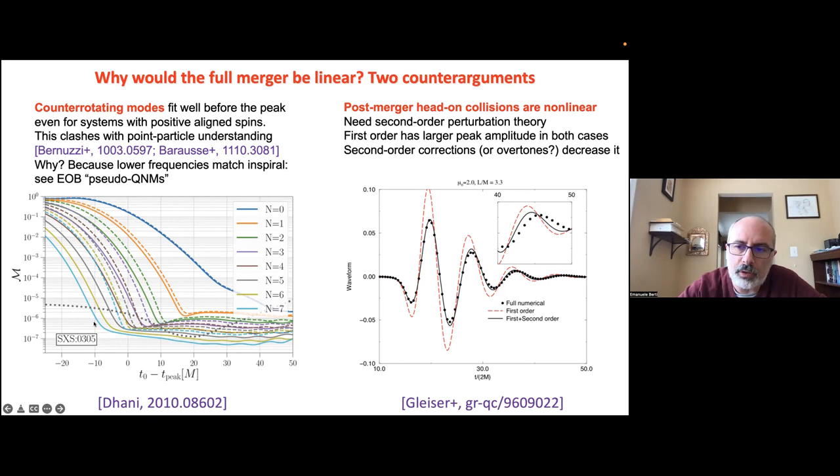But we know from black hole perturbation theory that unless you have very large misaligned spins, you should not expect these counter-rotating modes to play a very important physical role in the merger. And so the question is whether adding more modes just does better or whether it's justified physically. Besides, it's been known since the 90s that if you take head-on collisions of black holes, the second-order corrections are expected to be significant. And so one should be at the very least a little suspicious and make sure that this linear fit is solid.